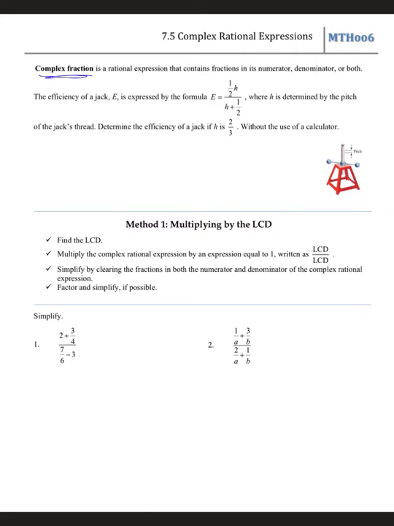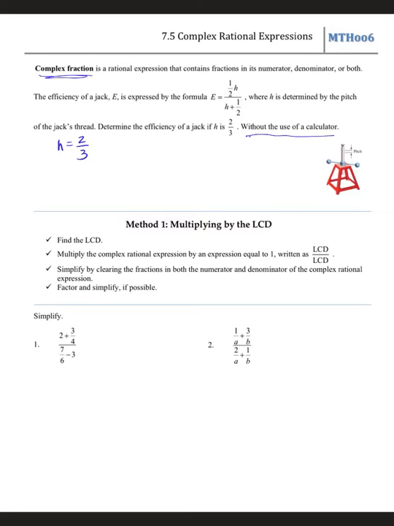The efficiency of a jack E is expressed by the given formula, where H is determined by the pitch of the jack's thread. Determine the efficiency of the jack if H is 2/3 without the use of a calculator. I mean, we want to work through this by hand just so we can get a sense of the process that we have to use when we are not dealing with just all numbers, when we have variables into the mix. So what we have to do here, we know H is equal to 2/3.